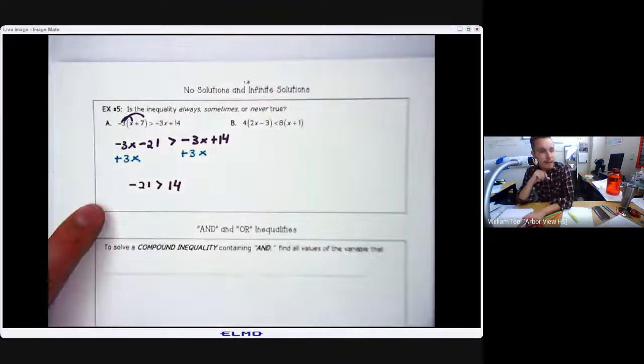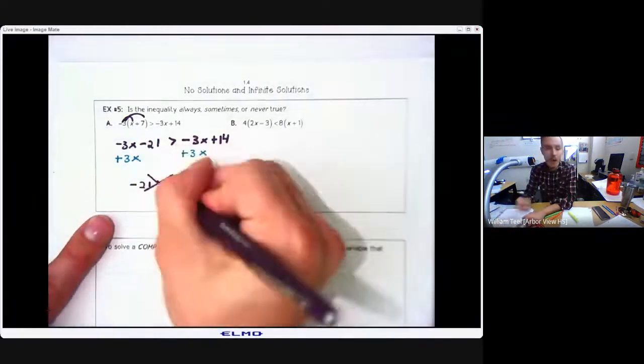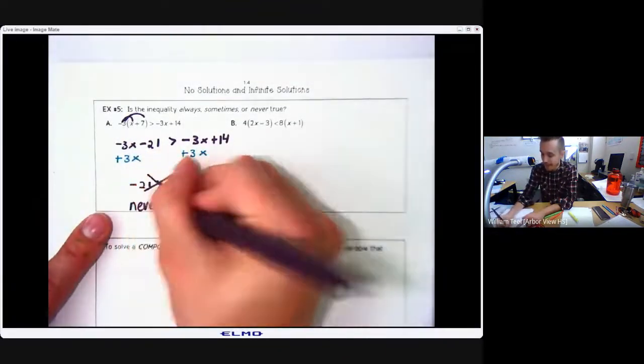Now, is negative 21 greater than 14? Is that a true statement? No, 14 is obviously a positive number. Negative 21 is a negative number. So since that inequality is not true, I'm going to say this is never going to be true.